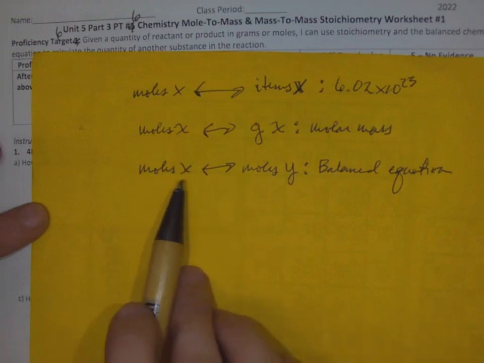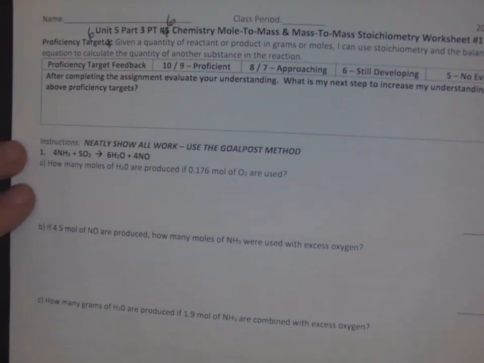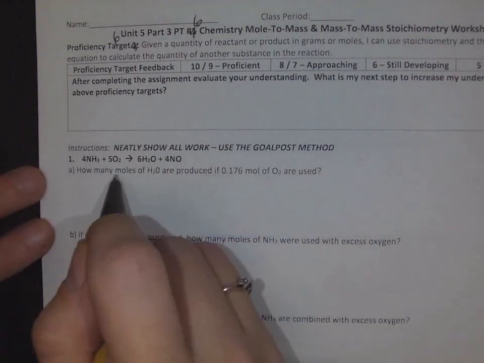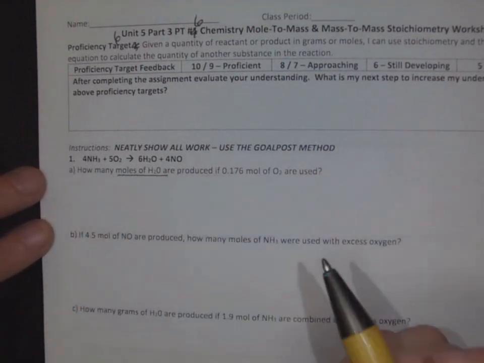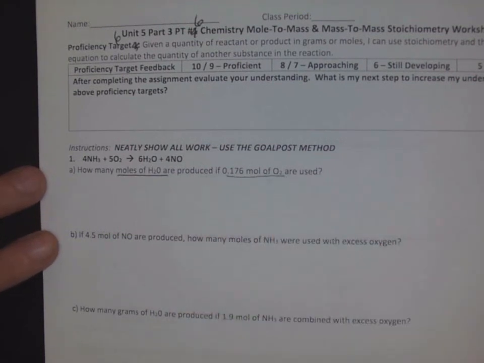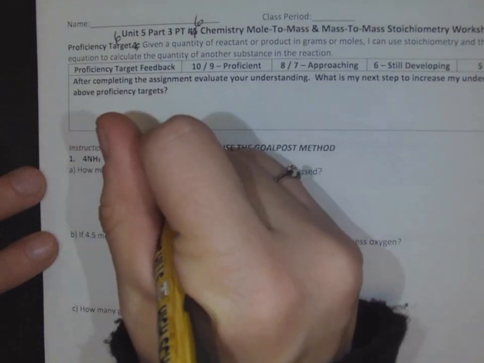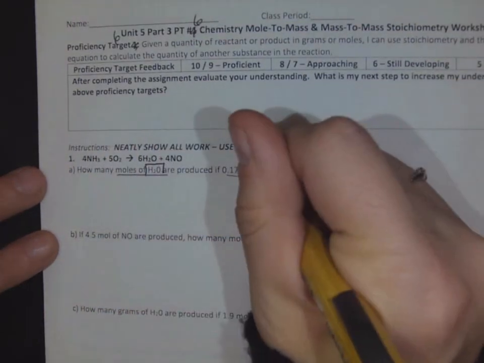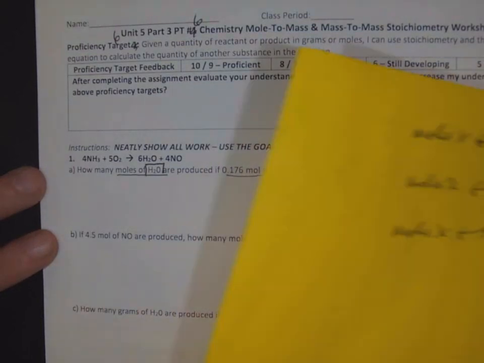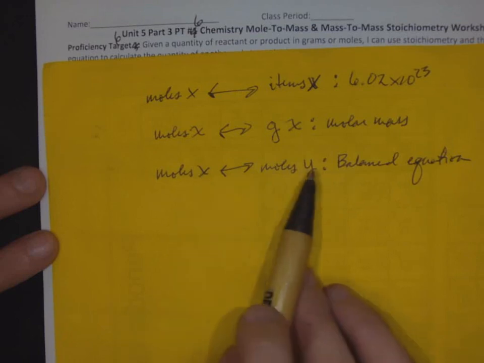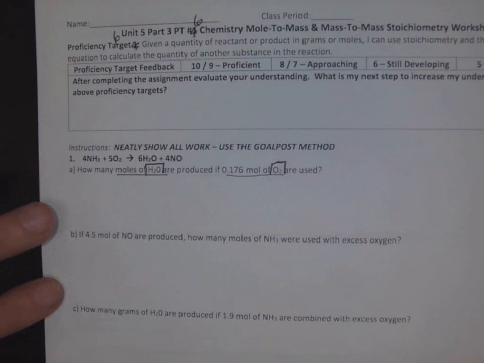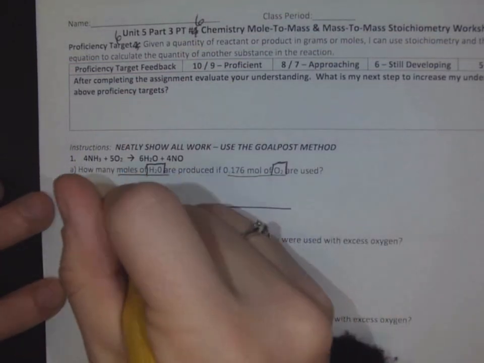So let me give you an example of this. Looking at number 1, we have a balanced equation here, and it says how many moles of H2O are produced if 0.176 moles of O2. So I want you to start noticing that what we are ending with and what we are starting with are not the same thing. H2O is not the same thing as O2. So the only way we can go between different things is when it's moles to moles and they are different things.